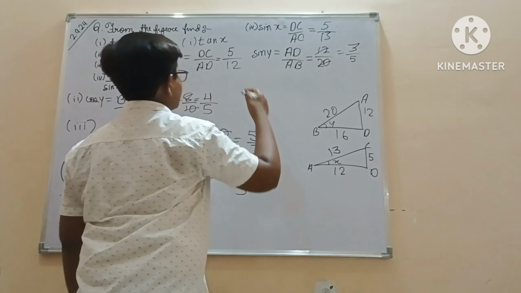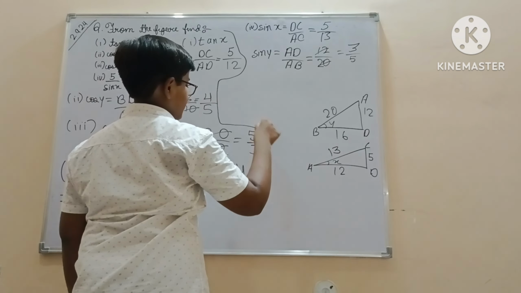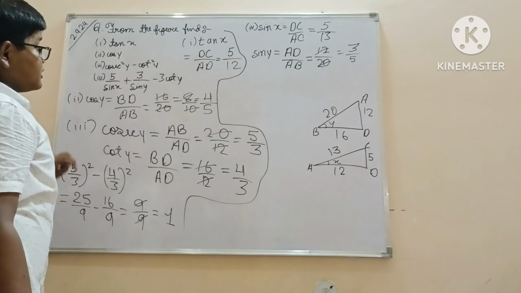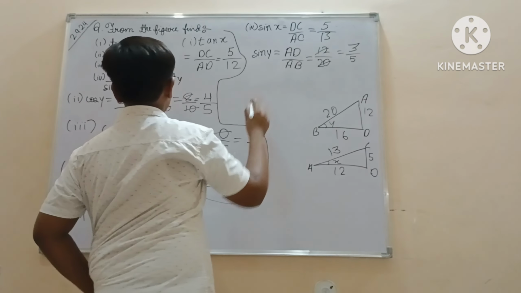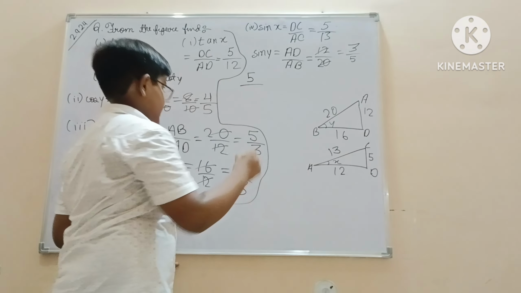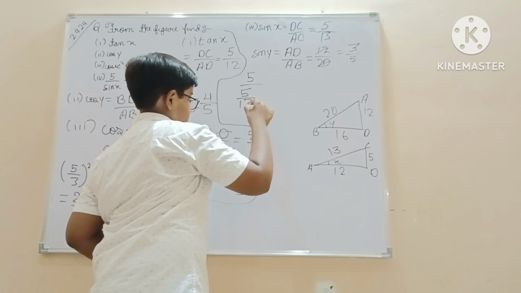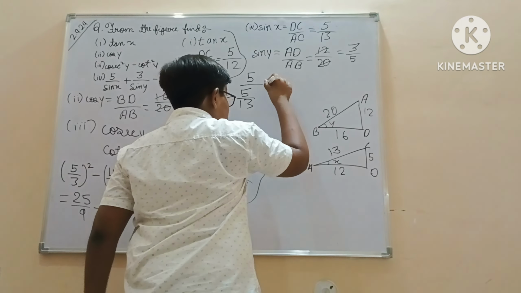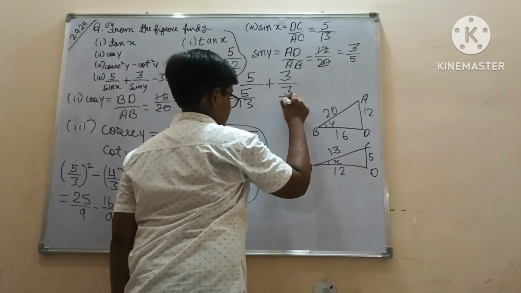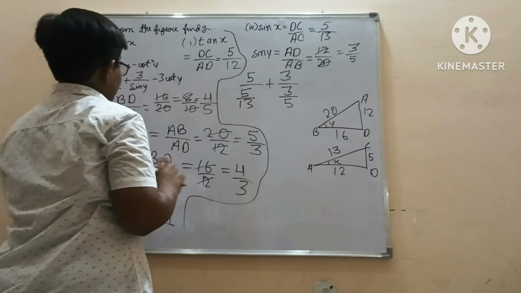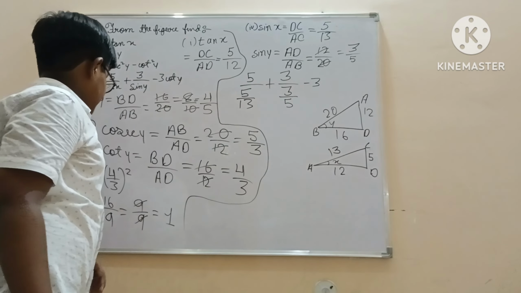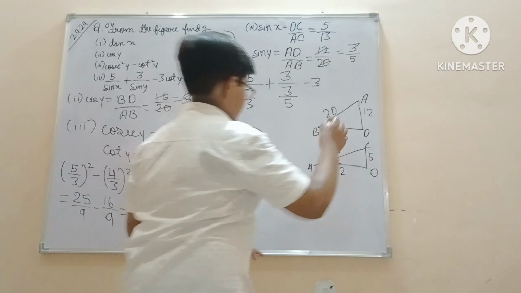Now we will put our equation here, which is 5 divided by sin x plus 3 divided by sin y minus 3 cot y. So 5 divided by sin x, sin x value is 5 divided by 13, plus 3 divided by sin y's value, which is 3 divided by 5. Now minus 3 cot y. So minus 3, which will be multiplied as there is no sign between this and 4 by 3.